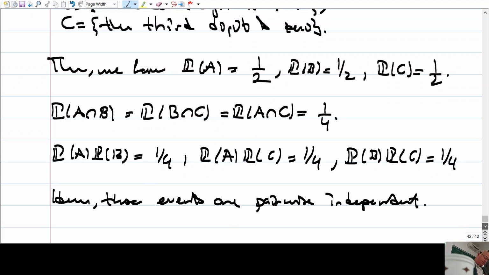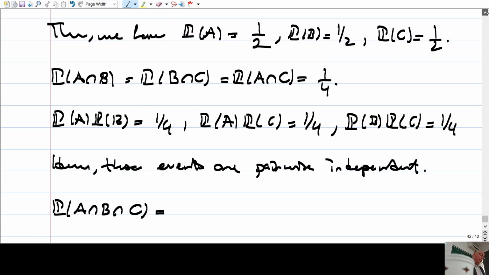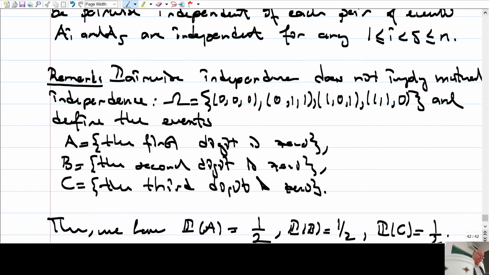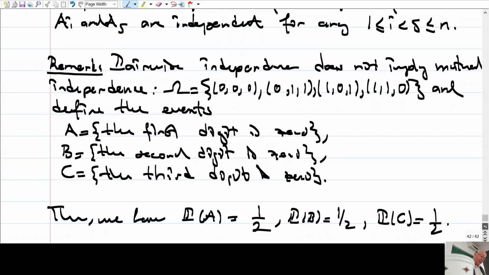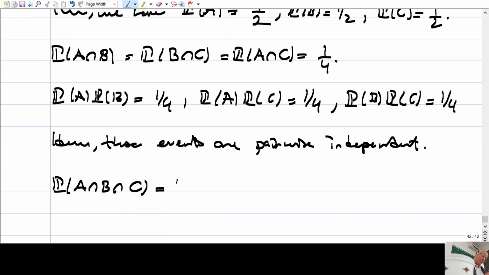What about mutual independence? Well, we have to check one more probability, the probability of A intersection B intersection C. What is this? Well, this is the probability of having 0 in the first, second, and third digit. Well, there's no such. No, okay, yeah, there's only one element. So this is 1 over 4.